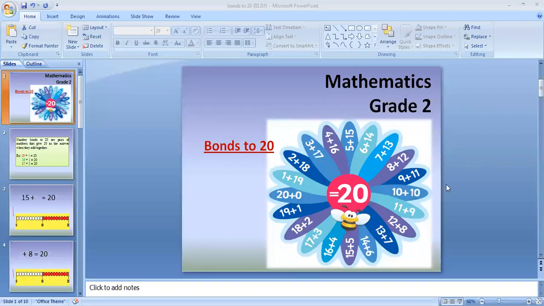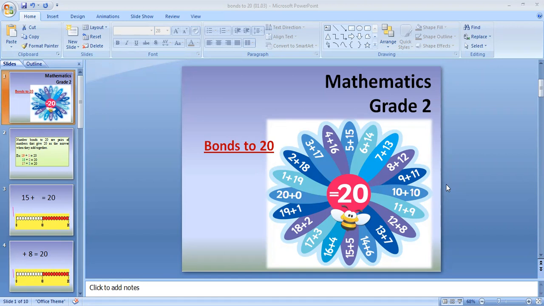Can you remember that in our previous lesson, we learned number bonds from 1 to 10? That means the way two numbers make 10. Today we are going to learn how we make 20. That means by adding two numbers, how does it make 20?